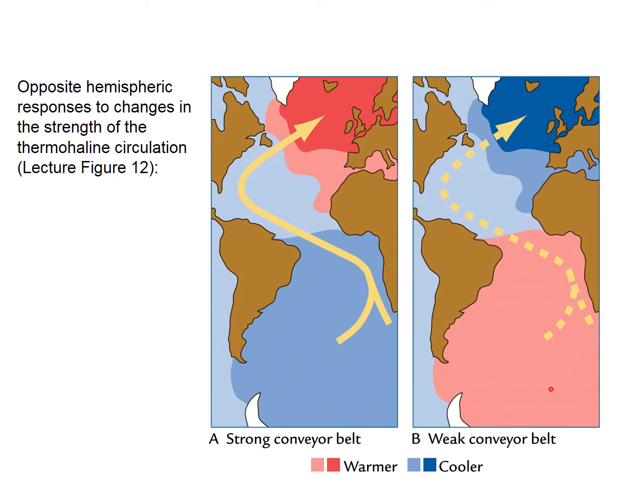So you've got to think of some kind of mechanism that would start to switch between these two states of having rapid flow and less rapid flow. This hypothesis does explain this anti-phasing between the hemispheres that we saw. When Greenland is cold, Antarctica is warm. When Antarctica is cold, Greenland is warm.